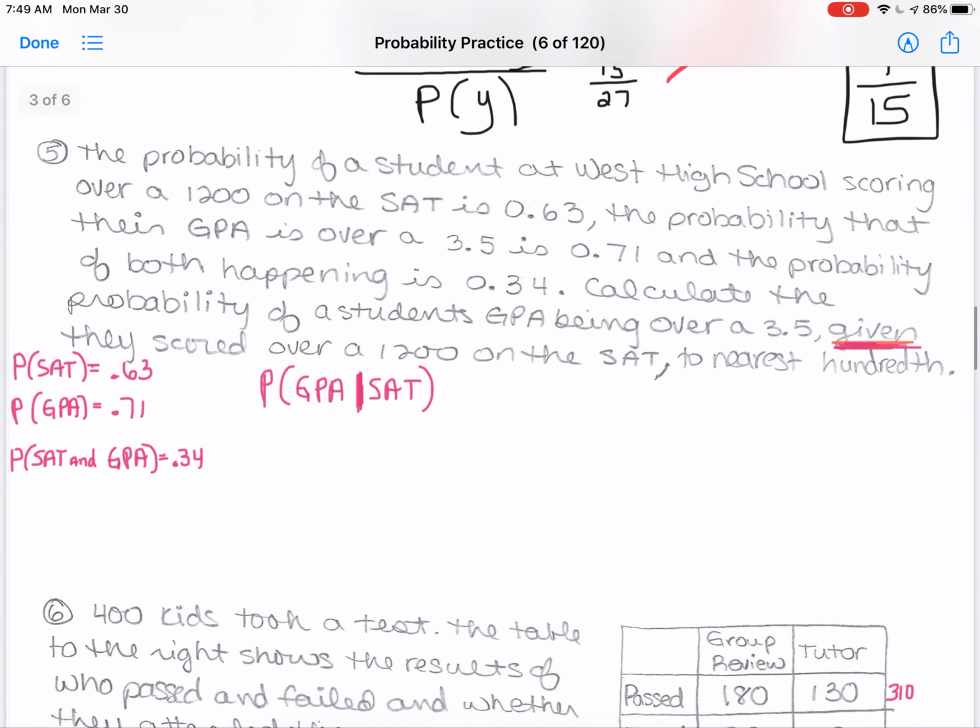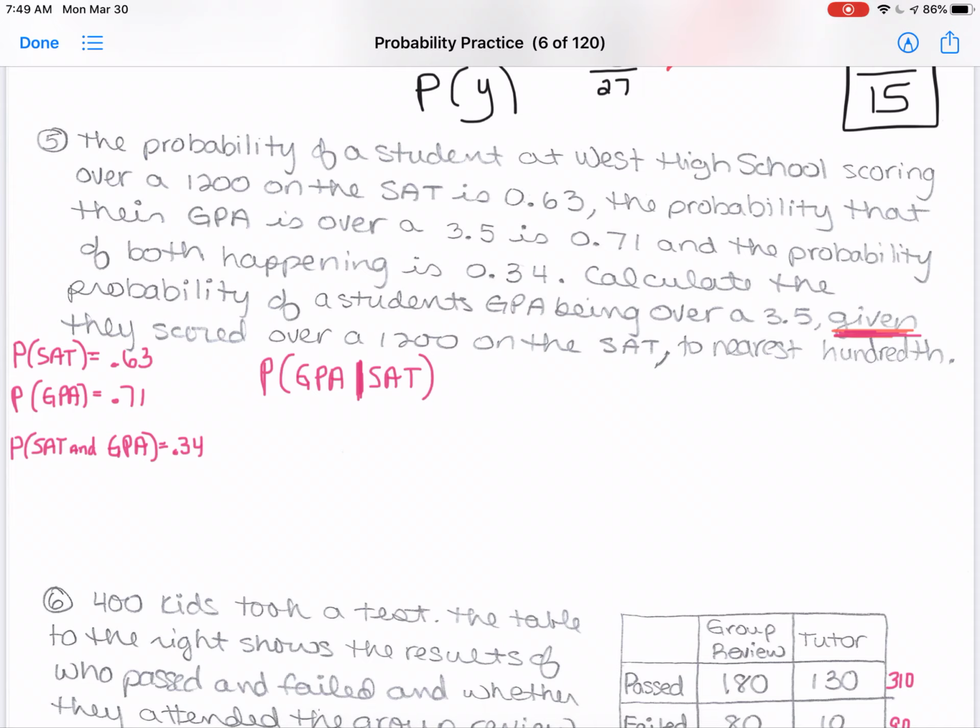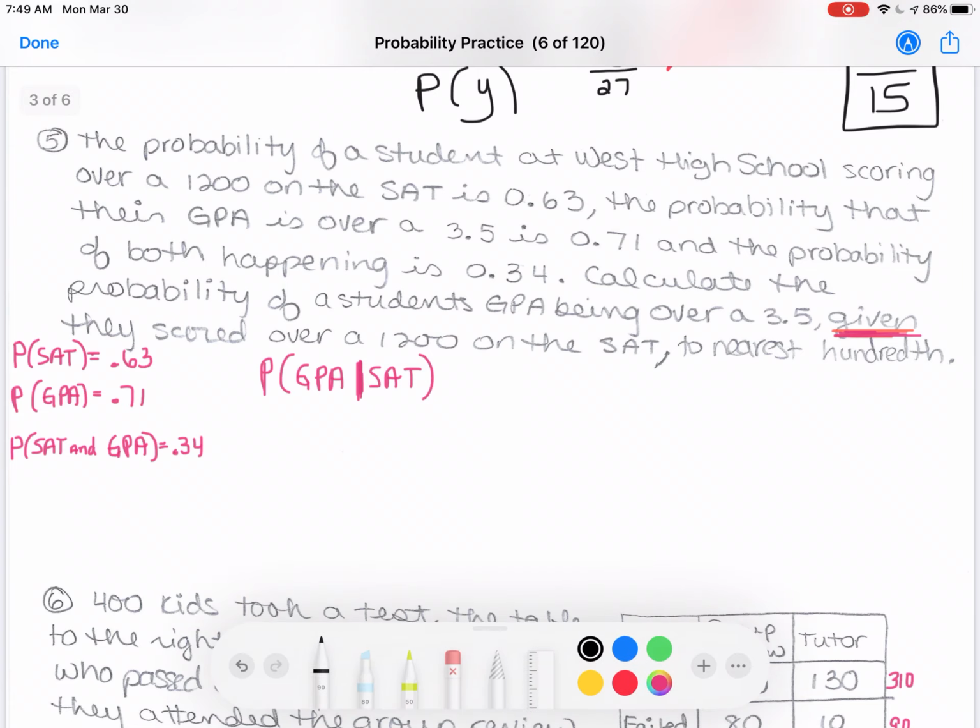Okay, let's try another one. The probability of a student at West High School scoring over 1,200 on the SAT is 0.63, so that's 63%. You can see I wrote everything out to the side, so important that you guys do this. The probability that GPA is over 3.5 is 0.71, that's 71%. And the probability of both, the and, is 0.34. Calculate the probability of a student's GPA being over 3.5 given they scored over 1,200 on the SAT, to the nearest hundredth.